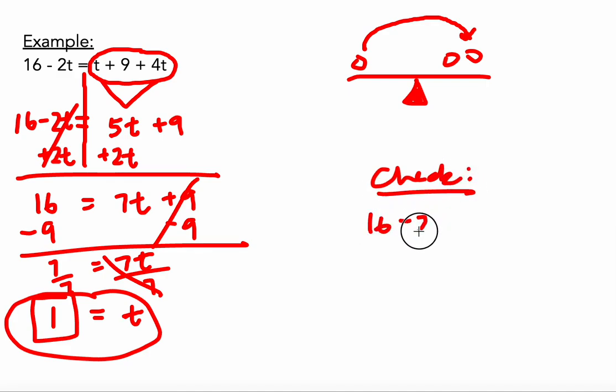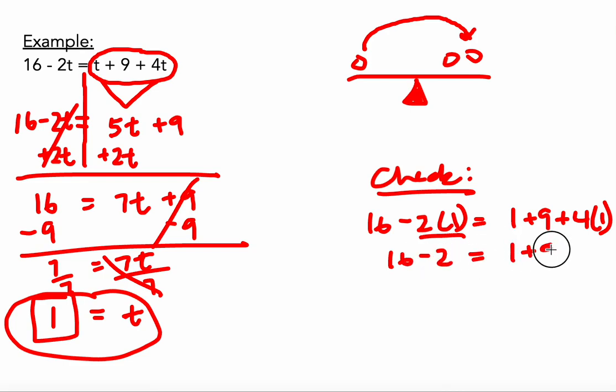16 minus 2 times 1, in parentheses, equals 1 plus 9 plus 4 times 1. Okay, so this is really 16 minus 2. This is 1 plus 9 plus 4 because multiplying by 1 doesn't do anything. 16 minus 2 is 14. 1 plus 9 is 10. 10 plus 4 is 14. Yep. So my answer really is t equals 1. Okay, so again, if there are any like terms you can combine first on either side, do that first.